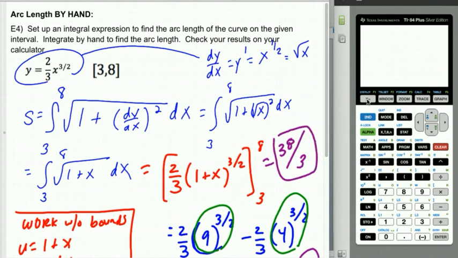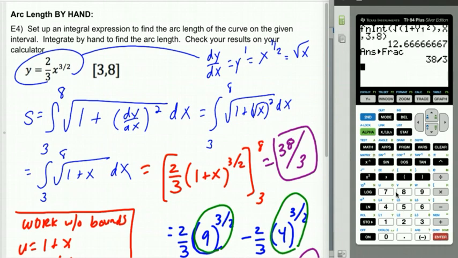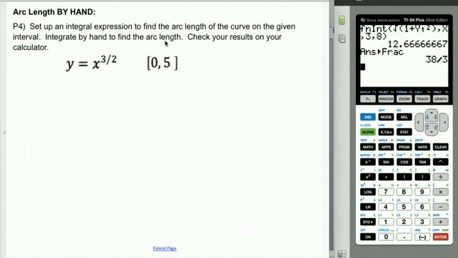Then I can check that by going to y equals and putting in root x as my y1. Quitting out, I'm going to do math 9. I want the square root of 1 plus the thing I put in as y1, because that's the f prime, close that root, comma, with respect to x from, I believe it was 3 to 8. Yep, that's right, and hit enter. Then I'm going to go ahead and do math frac, and there's my 38/3. Again, these have to be really carefully constructed. So let's go ahead and try another one.